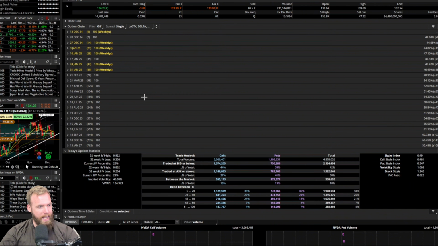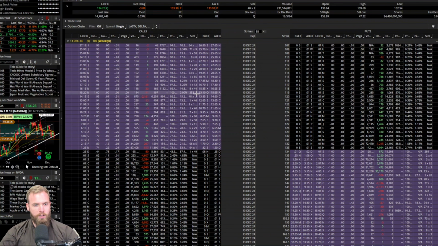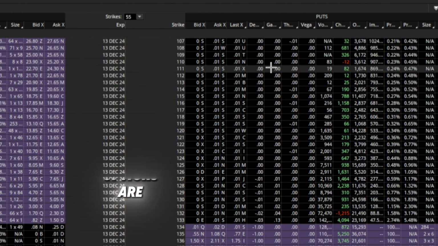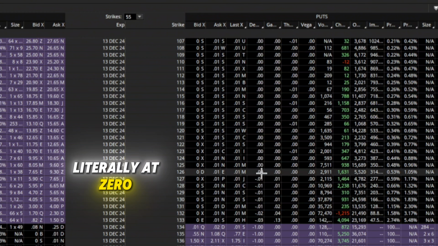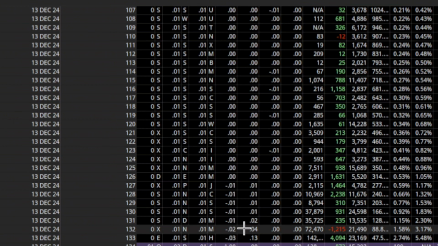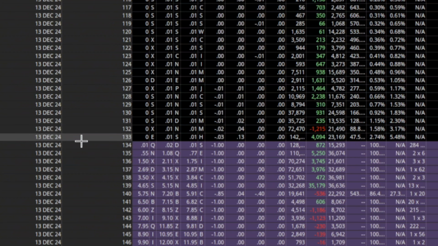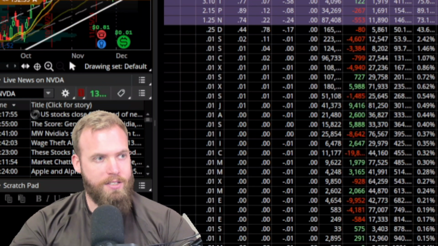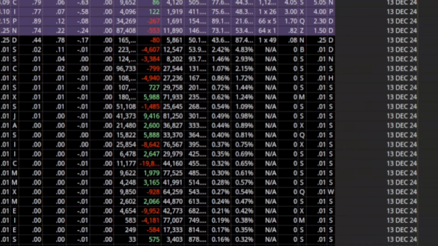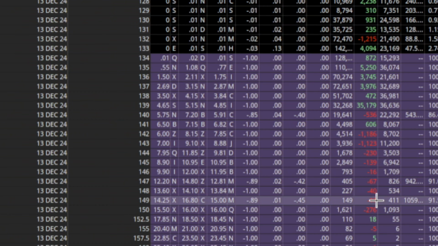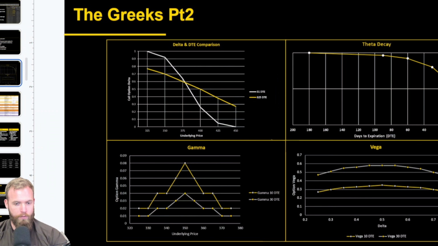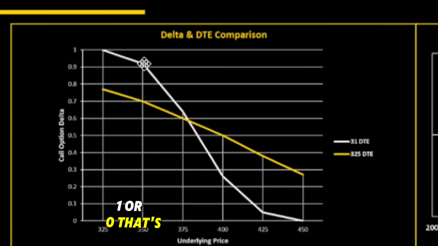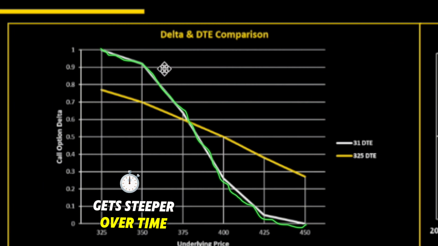We can take a look at that in something like NVIDIA. Let's take a look at this 0 DTE options chain. Notice how the out of the money options are literally at zero, and these ones that are showing 1, these will be 0. And the options that are in the money will have a delta of 1. So as time passes, a delta has to approximate to one of those two states, and only one of those two states, a 1 or a 0. That's why you'll see it get steeper over time.